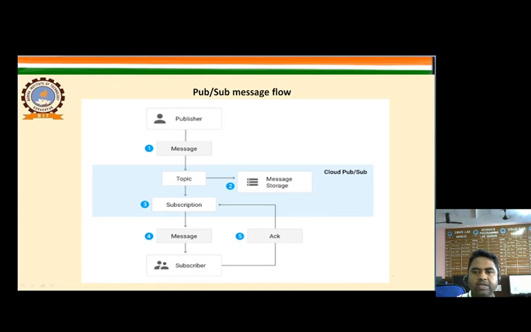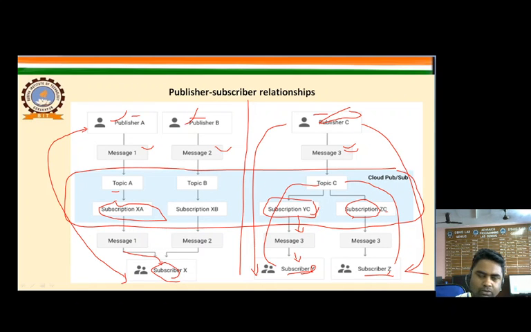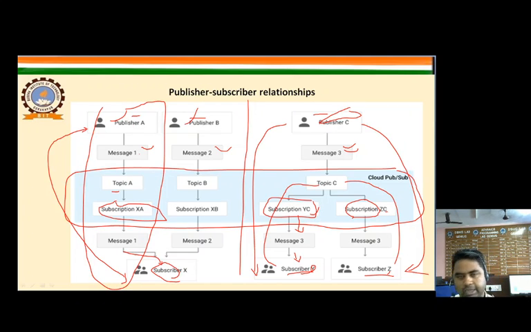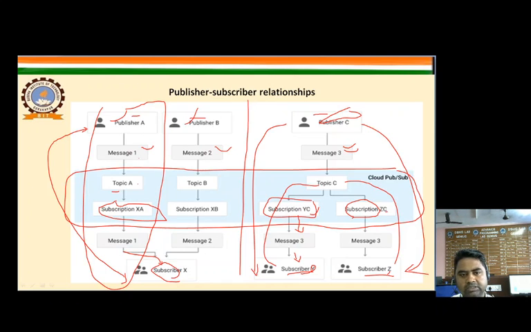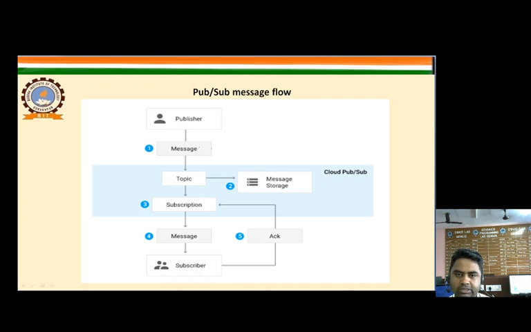Again, the publisher-subscriber message flow: how a message flows between the publisher and subscriber. In the previous slide you saw a single publisher-subscriber relationship. Here a publisher has message 1, and this message is sent to the topic, which is a portion of Cloud Pub/Sub. So again, this message has a topic, which is a portion of Cloud Pub/Sub.